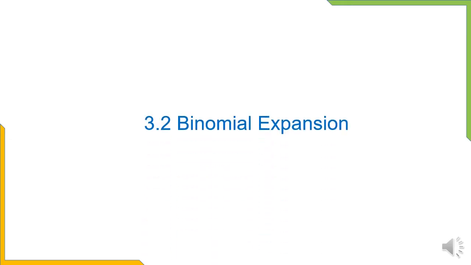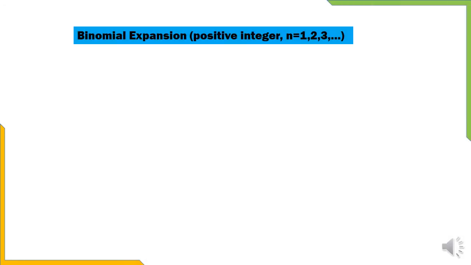Everyone, let us continue with the next part of this lecture, which is 3.2 binomial expansion. Binomial expansion is only focusing on the positive integer, which is n equal to 1, 2, 3 and so on. So let us recall what we did during our high school.